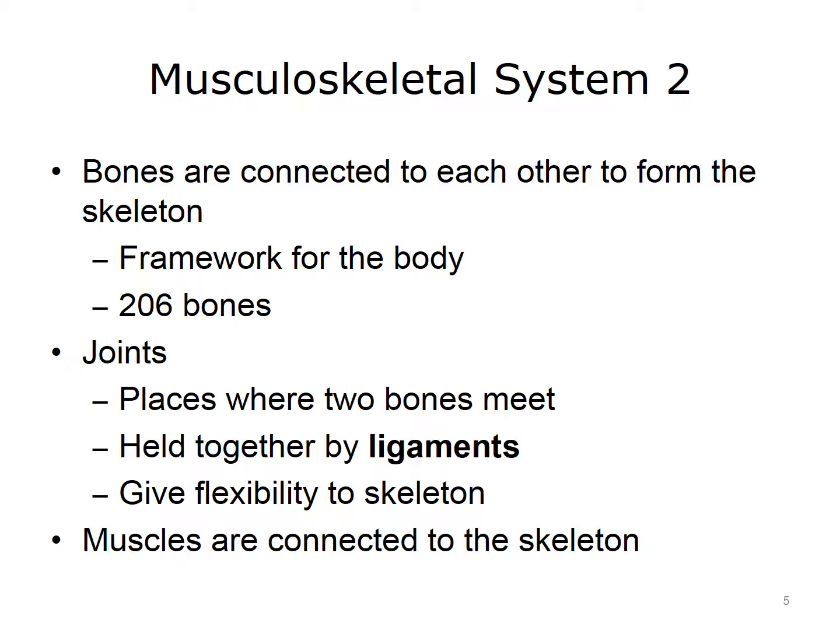The bones are connected to each other to form the skeleton. The skeleton comprises the framework for the body. There are approximately 206 bones throughout the body. Another component of the musculoskeletal system is its joints. Joints are the place where two bones meet. Ligaments at the joints hold the bones together. This arrangement gives flexibility to the skeleton.